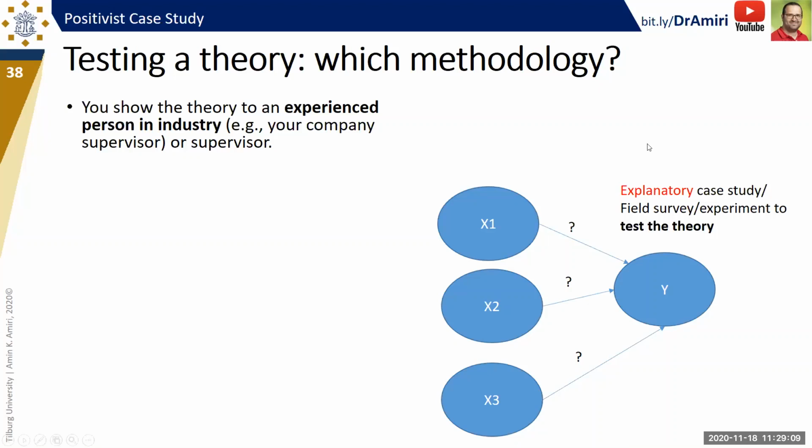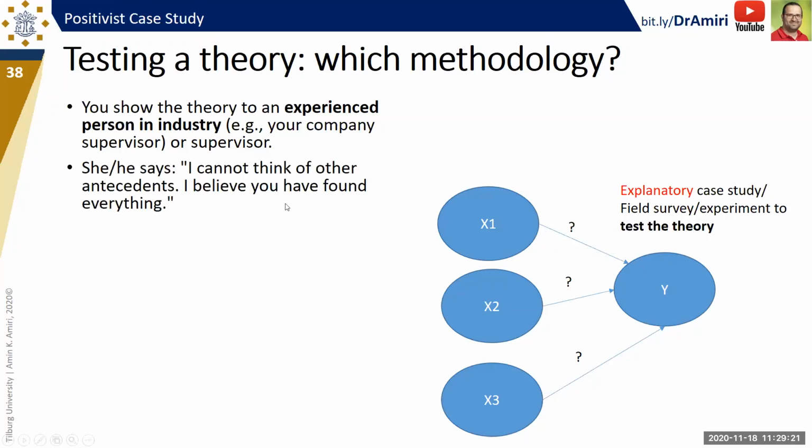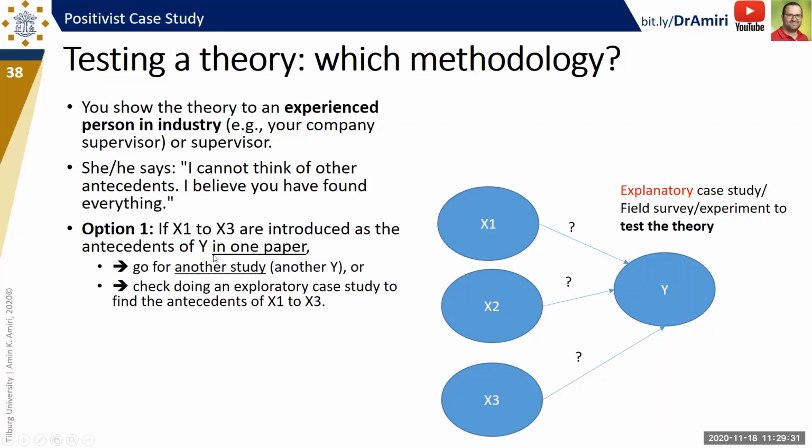But if you want to test the theory, the question is which approach you need to take. You need to show the theory to someone who is experienced, either your supervisor or the company supervisor, someone who knows the domain quite well. If he or she says, I cannot think of other antecedents, I believe you have found everything, then you need to answer one question. Are X1, X2, and X3 all introduced in one paper? Then you have no choice. You need to go for another study.